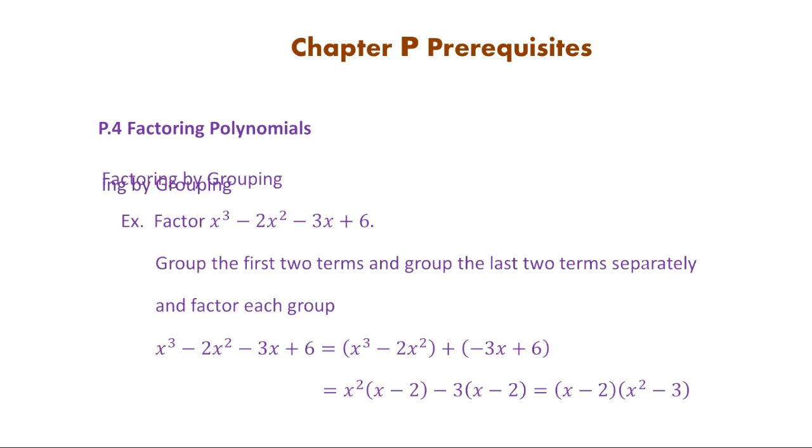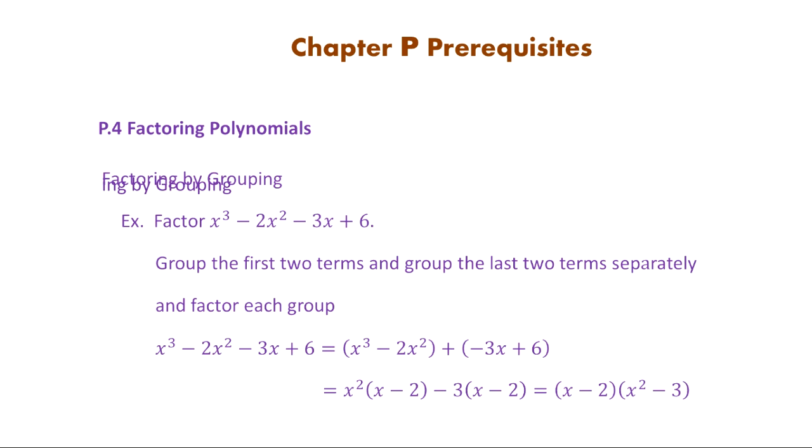So you can use factoring by grouping to factor a polynomial with 4 terms. What you do is group 2 terms and group the other 2 terms and then factor them separately. In this problem we have x cubed minus 2x squared minus 3x plus 6.